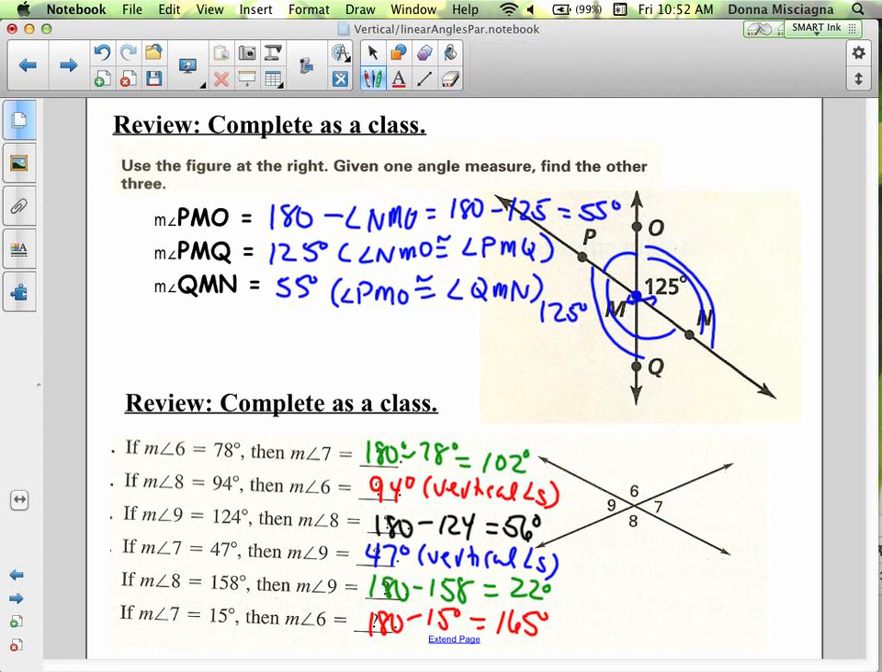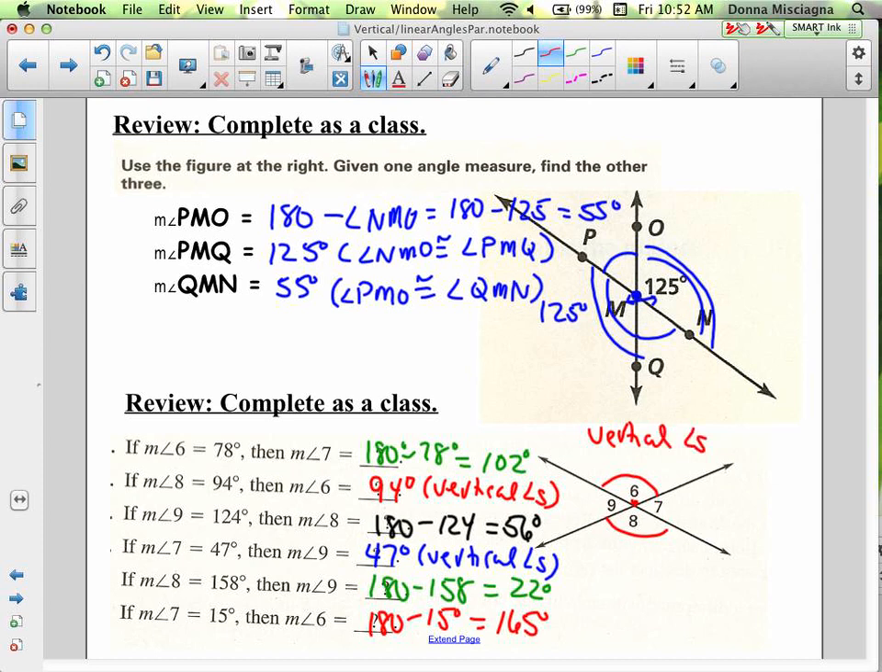Right? So if we have two angles, they are formed by intersecting lines and are opposite one another and share a vertex, like angles 6 and angle 8, they're going to be congruent. So those are vertical angles. If you are two angles formed by intersecting lines and you are adjacent to one another, like angles 6 and angle 7, you're going to add to 180 degrees because you are a linear pair.